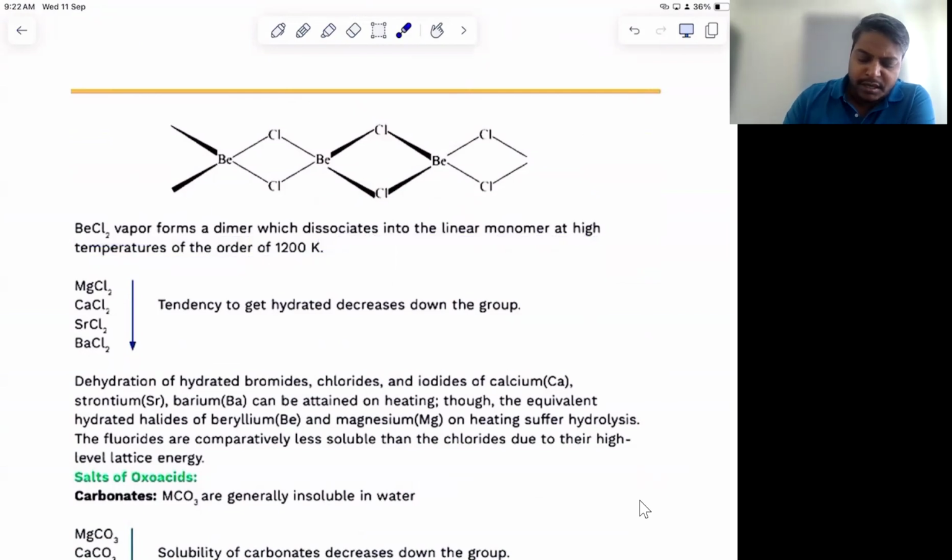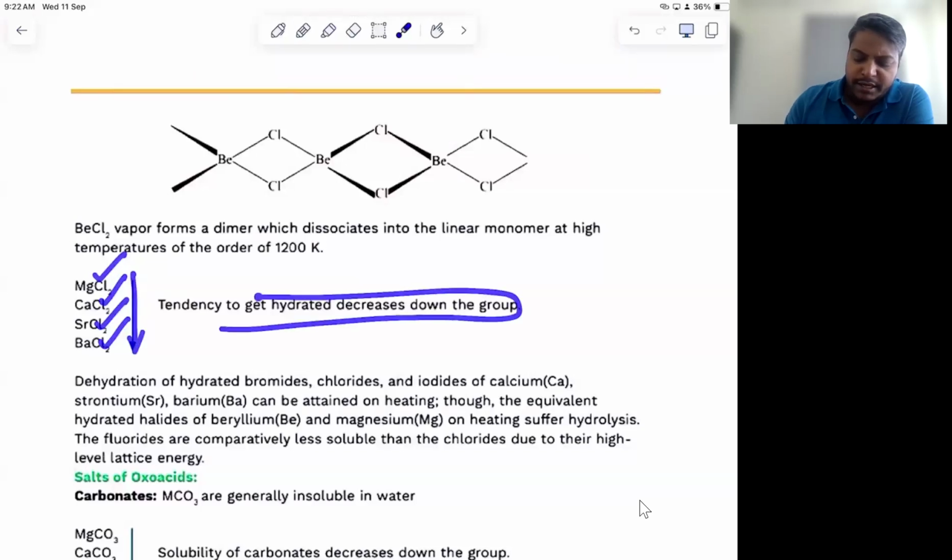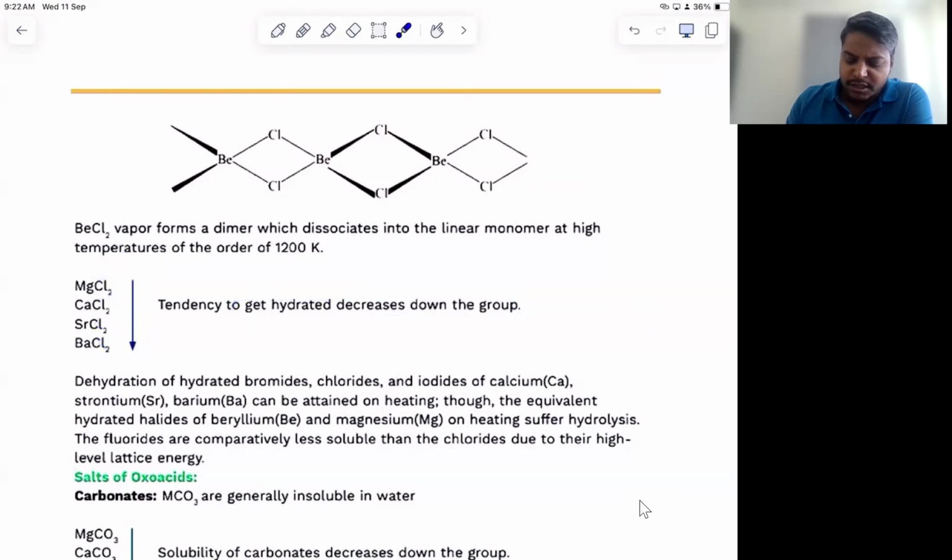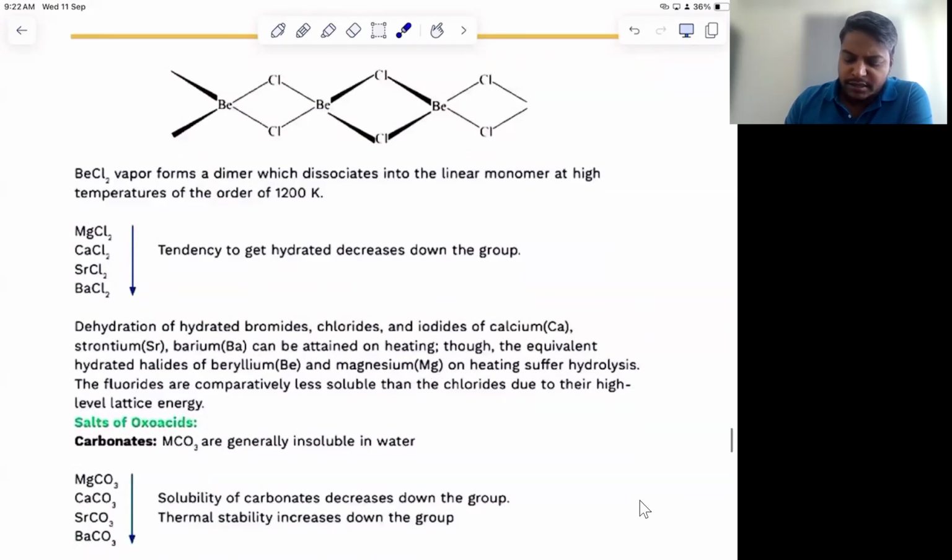MgCl2, CaCl2, SrCl2, and BaCl2, if you notice, the tendency to get hydrated decreases down the group.